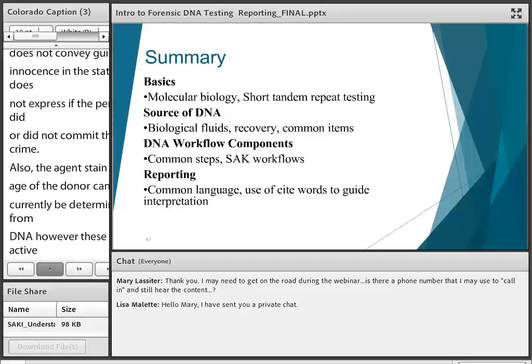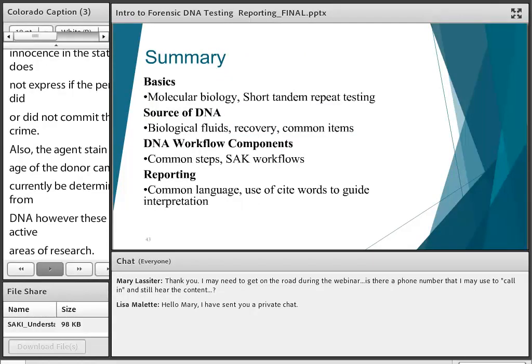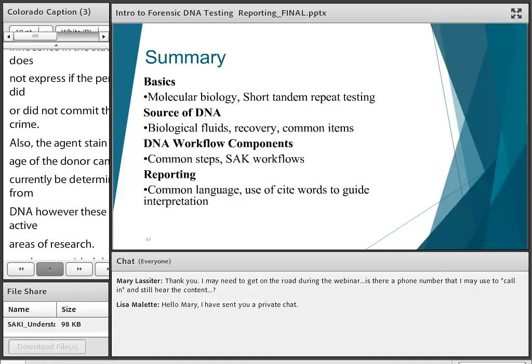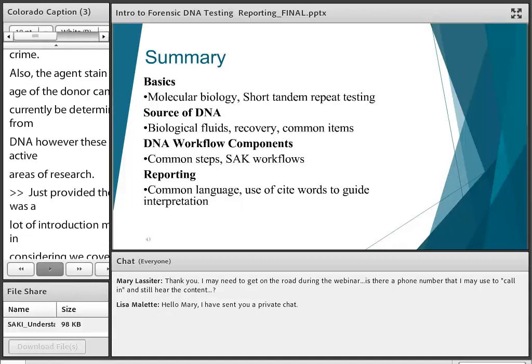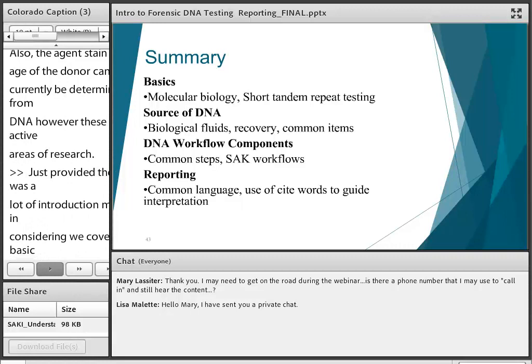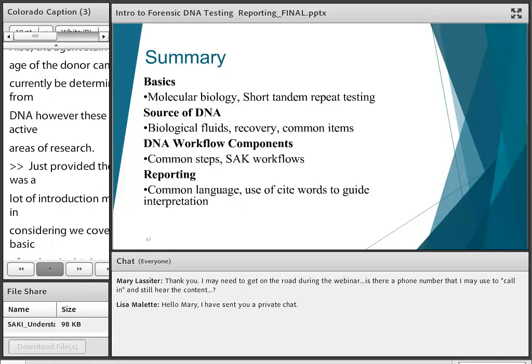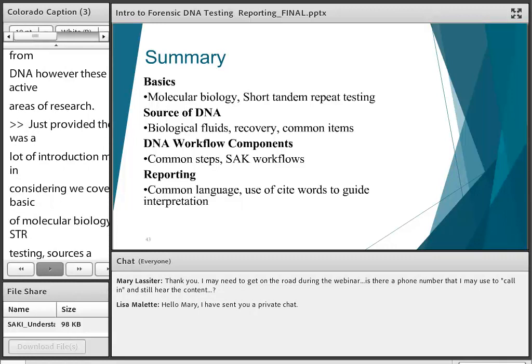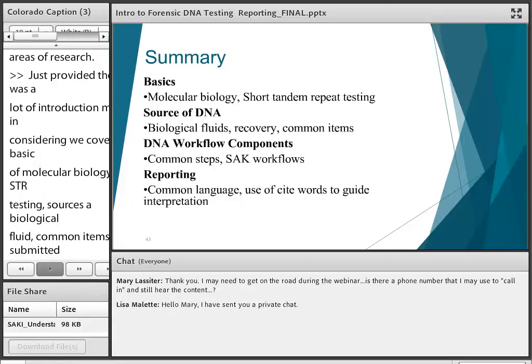So just provided a lot of introductory material, considering we covered the basics of molecular biology, STR testing, sources of biological fluids, common items submitted for DNA testing, what can affect recovery of DNA in a sexual assault, common DNA laboratory workflows, and common reporting language.